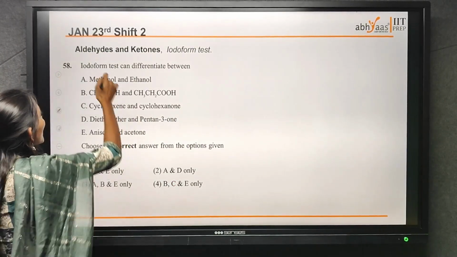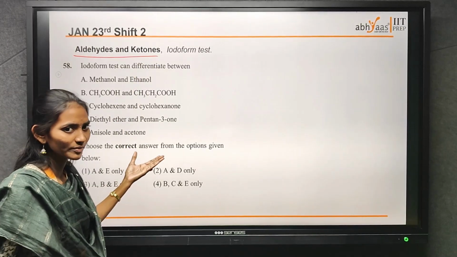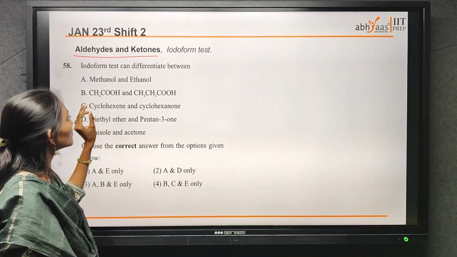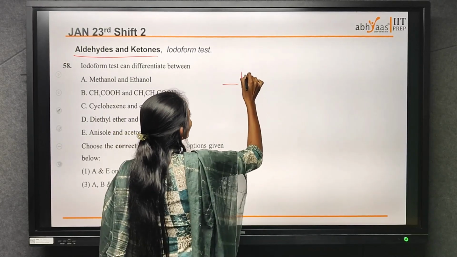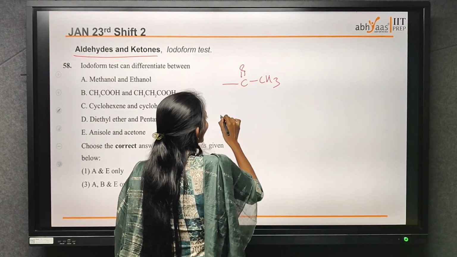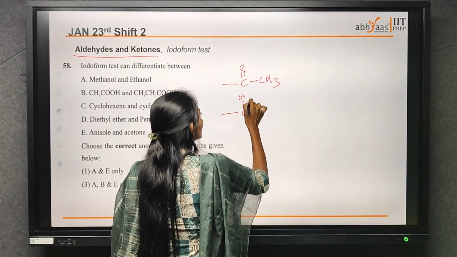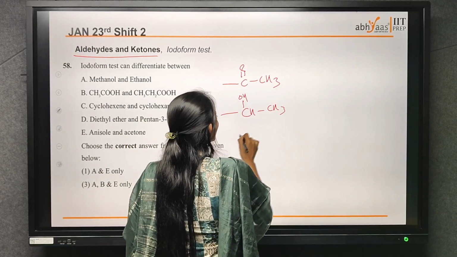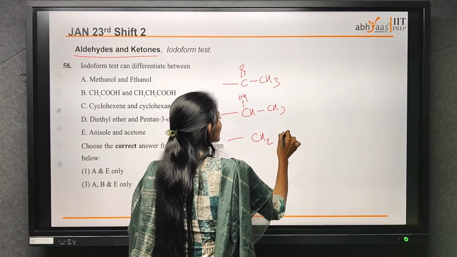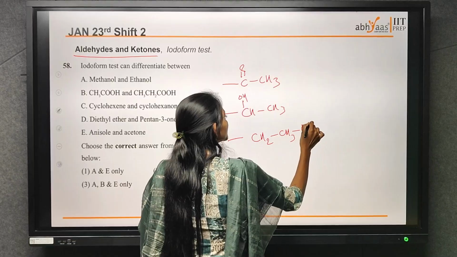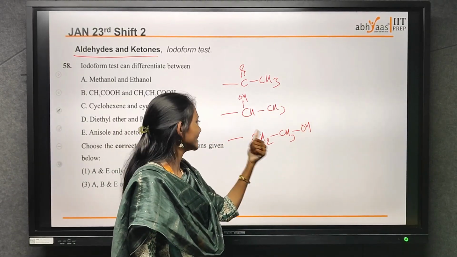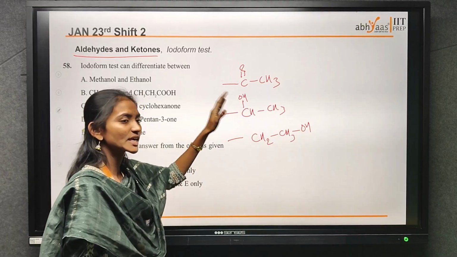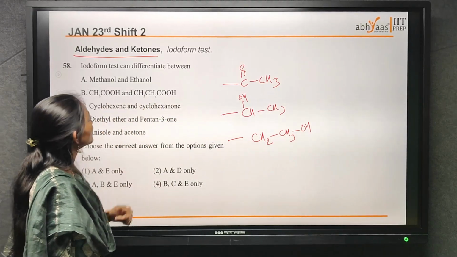This question was asked from aldehydes and ketones, which is the iodoform test. Here, in the iodoform test, we can see aldehydes, that is C double bond O, methyl ketone and secondary methyl alcohol, CH3 and CH2CH3OH. So we can observe from this: methyl ketone, methyl alcohol and ethyl alcohol, right? So from this we can observe that the iodoform test will be positive.